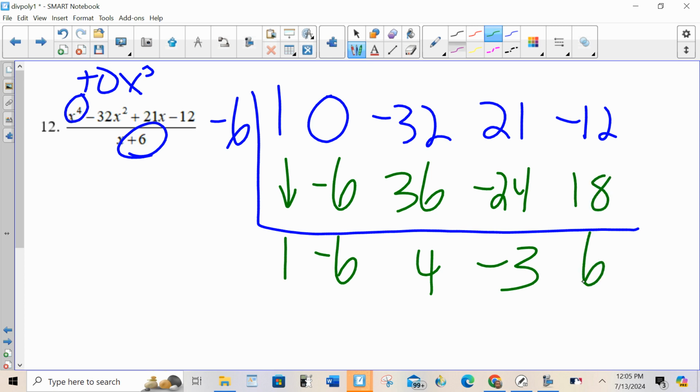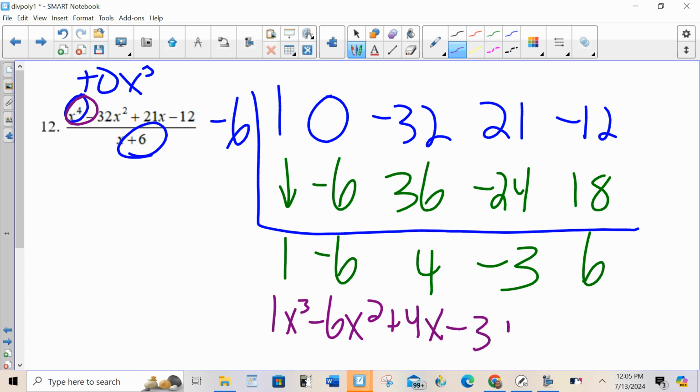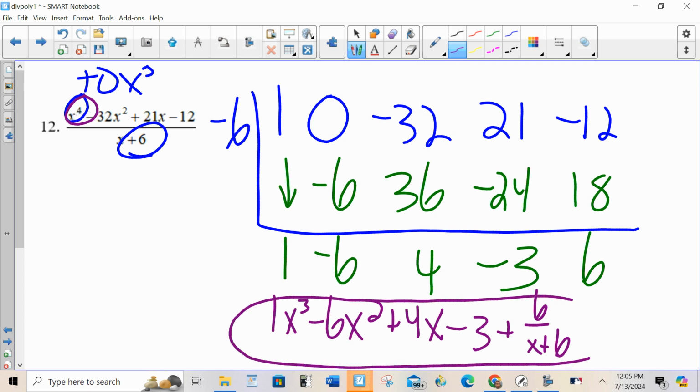Take the original highest exponent, decrease it by 1, so it's 1x to the third minus 6x squared plus 4x minus 3, and the remainder goes over the divisor. That's synthetic division. I find it to be a lot easier and more efficient than long division. Regions-wise, it's very rare that you have to do long division.